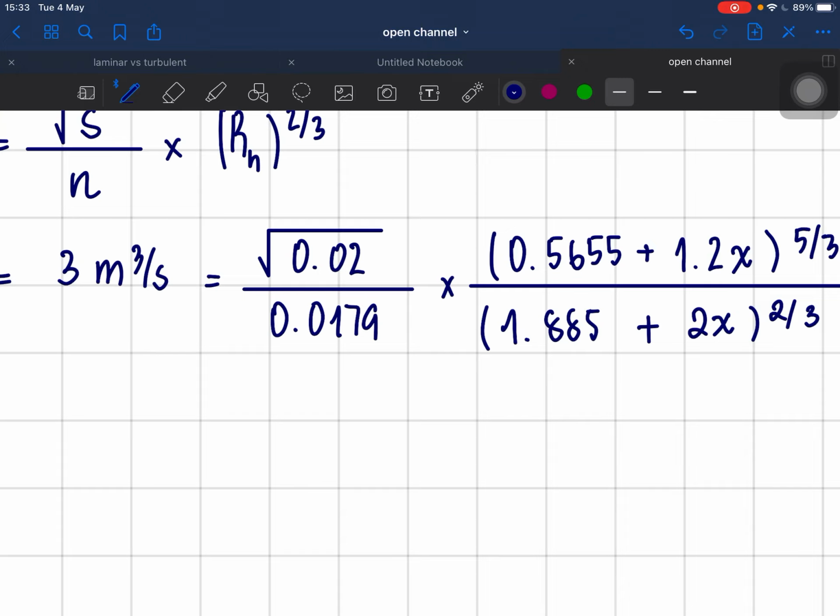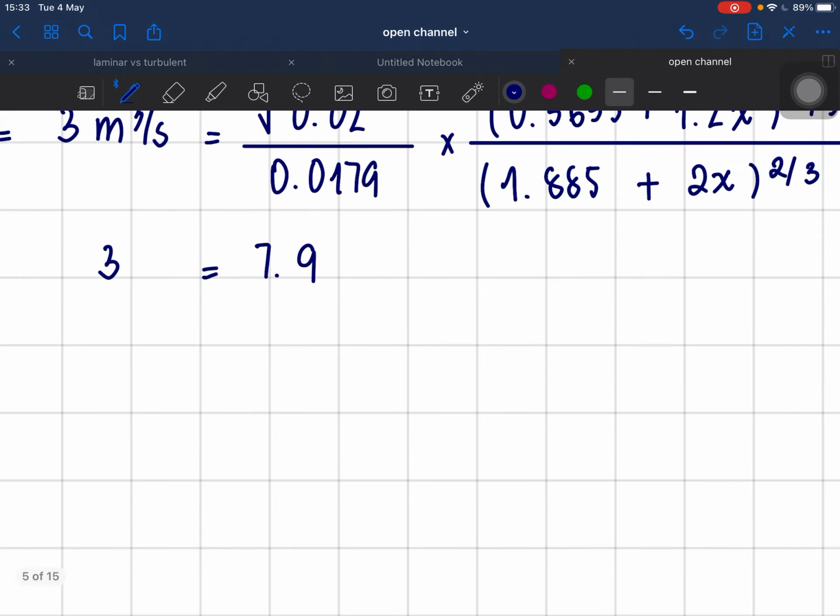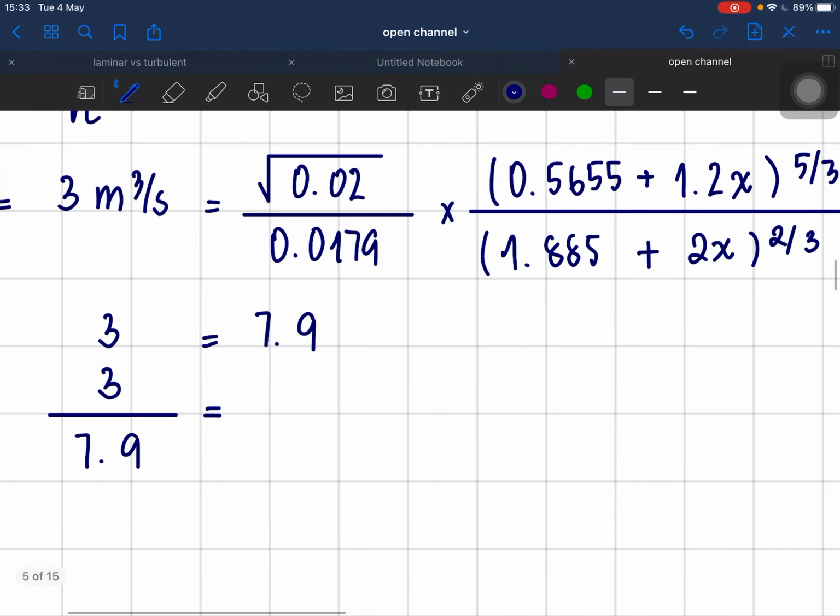I haven't done any pre-calculation yet, so you can do the calculation while I'm doing, and then we can check the number together. We're doing a mind test. 3 over 7.9 here. And then equals everything here. So I'm doing this one, 7.3 over 7.9. And it is equal to the whole thing here.